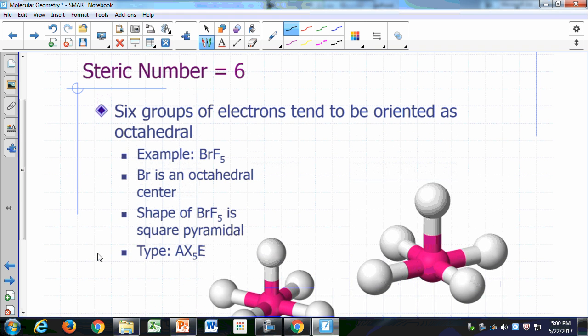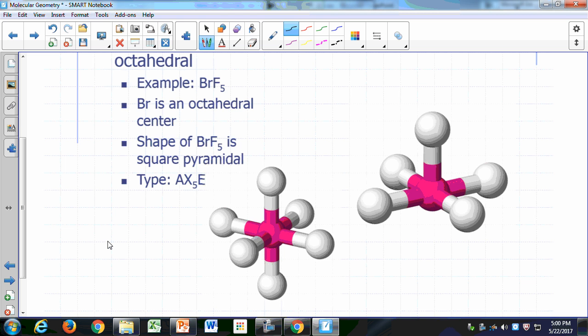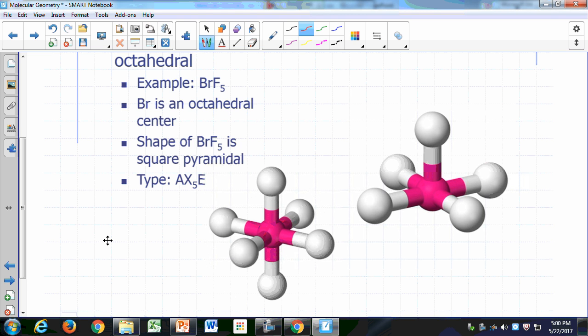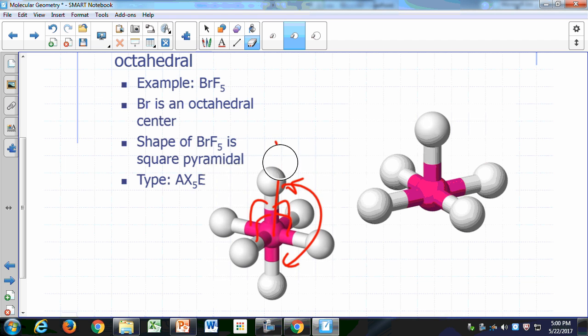If one of those groups happens to be a lone pair, then, so here's your octahedral, and all of those group locations are equivalent. You'll notice each group is perpendicular to 4 other groups. For example, this group is perpendicular to this one, this one, and that one, and it's 180 degrees from one other group. So all of those groups are the same.